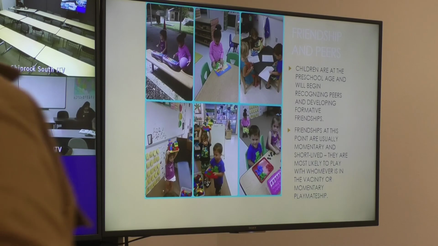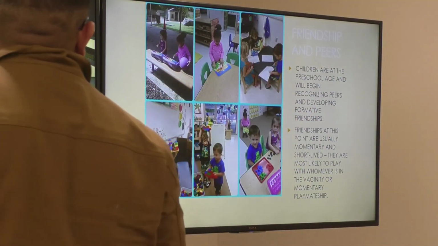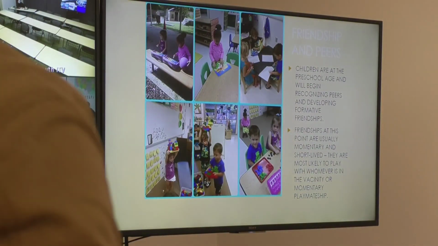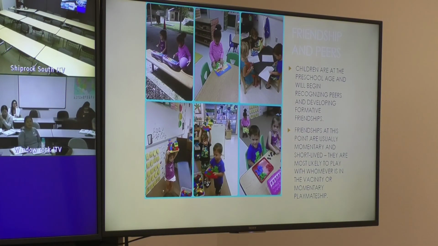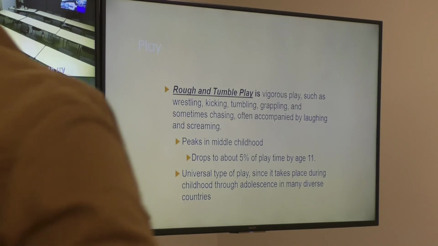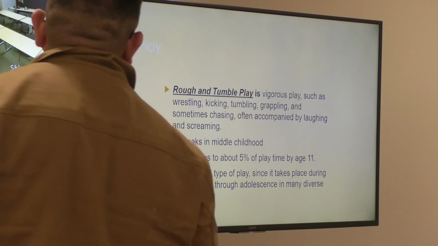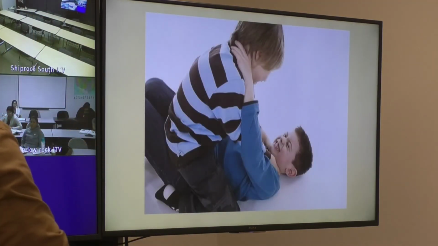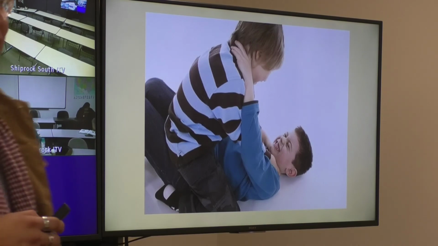So, friendship and peers. Children at preschool age will begin recognizing peers and develop forms of relationships. That's where they say, "This is my best friend ever. We're going to be best friends for life." And you're like, "Really? You just met like 2 minutes ago." Rough and tumble play, vigorous play, peaks in middle childhood and drops to about 5% of play time by age 11. Brothers and sisters, that's usually what's happening.